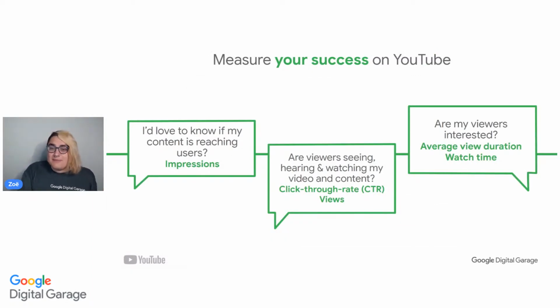And the things that you want to measure. If you want to know if your content is reaching users, you want to measure impressions. Impressions is how many times people have seen your video without necessarily having clicked on it. If you want to see if they're clicking on it, then you're looking for click-through rate, which is the percentage of people who see your video who then click on it, but also views. And if you want to gauge whether your viewers are engaged, then you want to look at the average view duration or the total watch time. Are people actually watching all of your video?